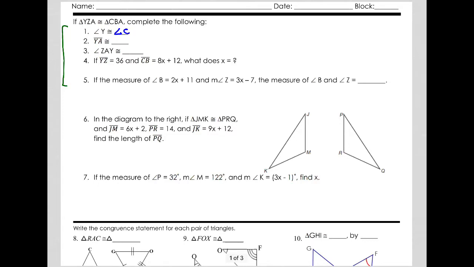Alright, so then number 2 says side YA. Well, Y is first, A is last, so I'm just looking for first and last in the second triangle. So that's segment or side CA.